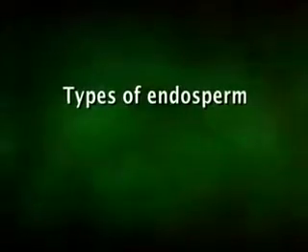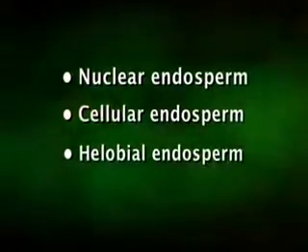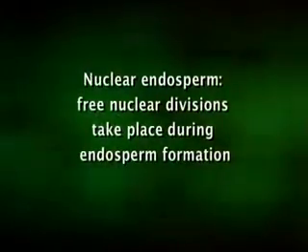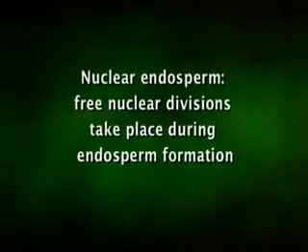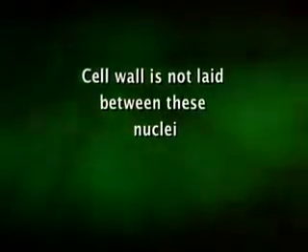Now we'll talk about types of endosperm. Endosperm is of 3 types on the basis of its development. First is the nuclear endosperm, second is the cellular endosperm, and third, helobial endosperm. In case of nuclear endosperm, free nuclear divisions take place during endosperm formation and a cell wall is not laid between these nuclei.